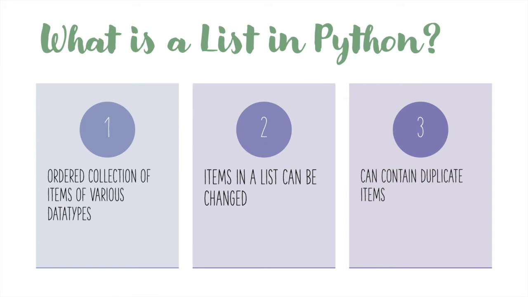What is a list in Python? It is an ordered collection of items of various data types. Items in a list can be changed, so it is a mutable object, and it can contain duplicate items. So we can have the same items repeated multiple times in lists, unlike in tuples and sets.